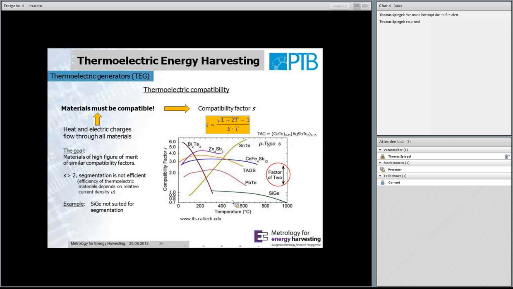But we come to another point which is not as well known as the figure of merit, and that is the compatibility factor for such a segmentation of thermoelectric generators. It is necessary that the materials used are compatible with each other, and this factor can be calculated according to this formula. Here you can see different materials, and if the factor is larger than 2, then it makes in principle no sense to make such segmented generators to improve efficiency.